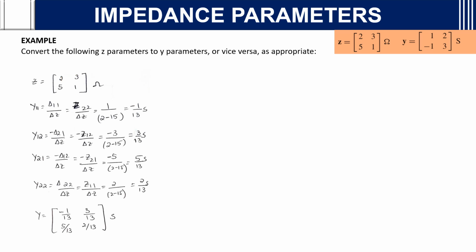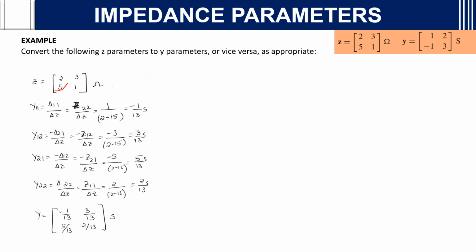Then Y12. If you want Y12, my formula is minus delta 21 by delta Z. Delta 21 means second row, first column need to be eliminated, which means minus Z12 by delta Z. That is minus 3 by 2 minus 15, so 3 by 13 Siemens is the unit. Y21 is minus delta 12 by delta Z, that is equal to minus Z21 by delta Z. Z21 is 5, so minus 5 by 2 minus 15, that is 5 by 13 Siemens.